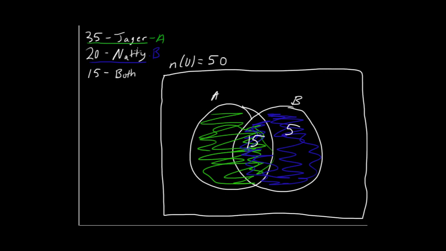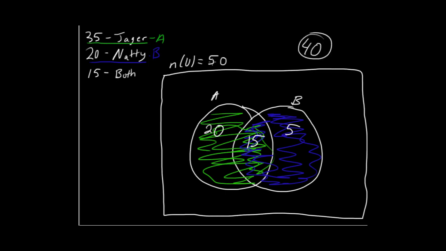Okay, and you go over here and do the same thing for the number of students drinking Jägermeister. You have 35 total students drinking Jägermeister, 15 drinking both Jaeger and Natty, which accounts for 15 of your 35 drinking Jaeger, so that leaves 20 students just drinking Jaeger. So here we have 20 students only drinking Jaeger, 15 drinking both Jaeger and Natty, and 5 drinking only Natty. So that totals up to 40. So I'm going to write that up here. You have a total of 40.